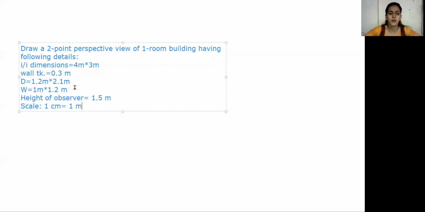Okay. So first, what is in-to-in dimension? Let's consider a one room. If we are going to measure the dimension from inside of the room, then it will be in-to-in. But if we are going to measure the dimensions from outside the room, it will be different from that inside dimension. Why? Because of the addition of wall thickness. Let me explain in detail.